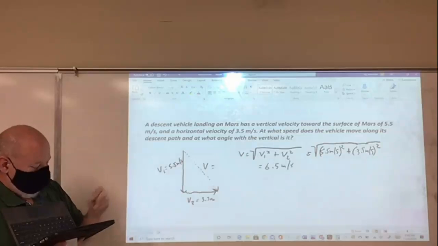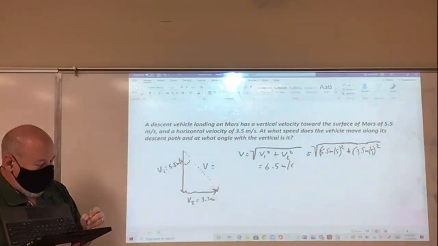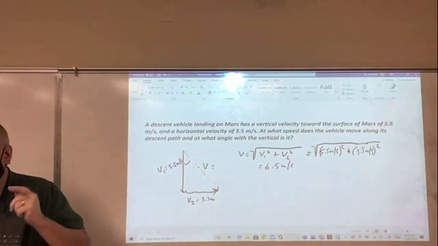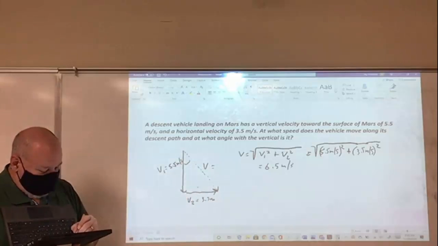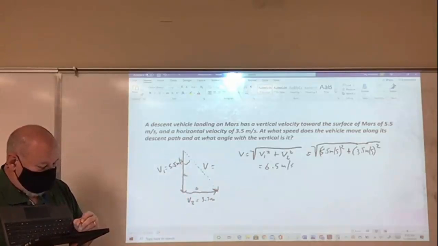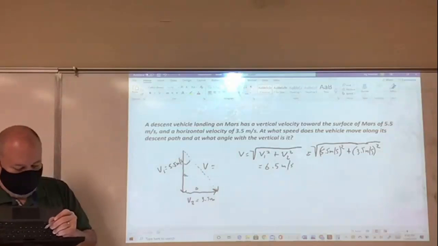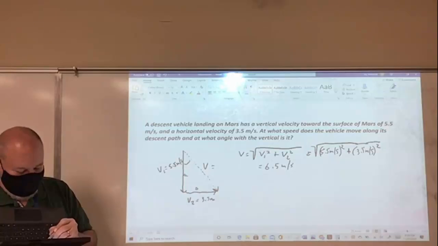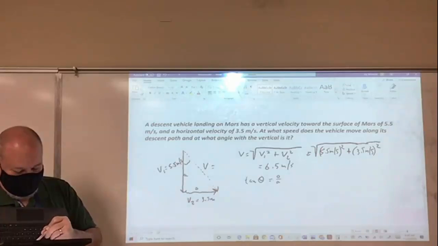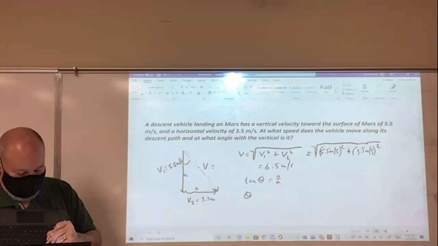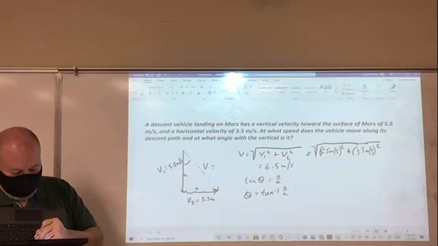Okay, and then I need to know what this angle is. And when I'm finding an angle, your question always is, what two sides do I have? And you look at this and you say, I have the opposite side. I have the adjacent side. Therefore, I have to use what function to find the angle? I have to use tangent because TOA, right? So TOA. And I know that tangent of theta equals opposite over adjacent. Therefore, I know angle equals inverse tangent of opposite over adjacent.